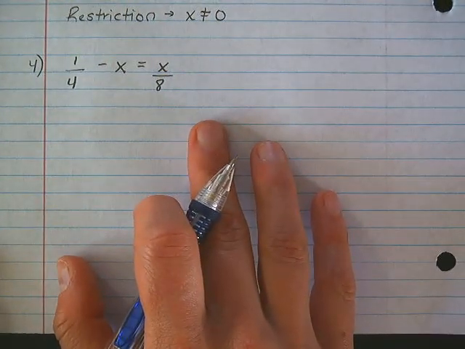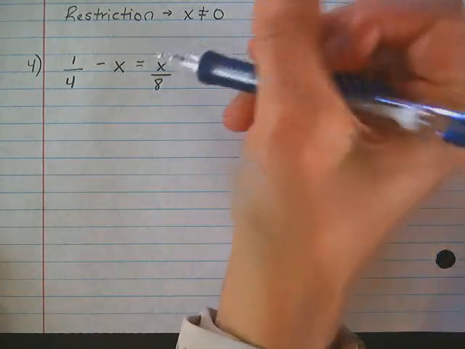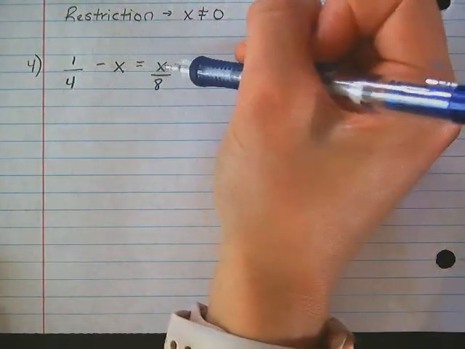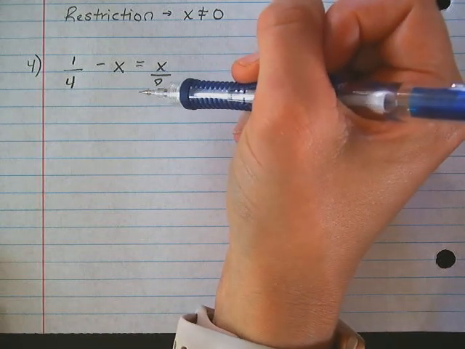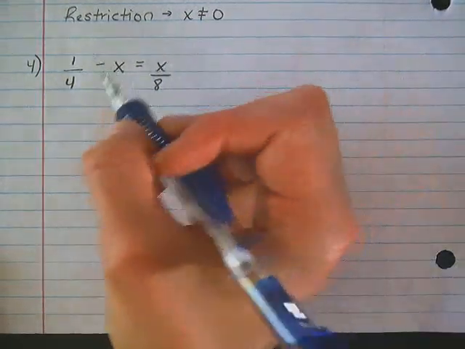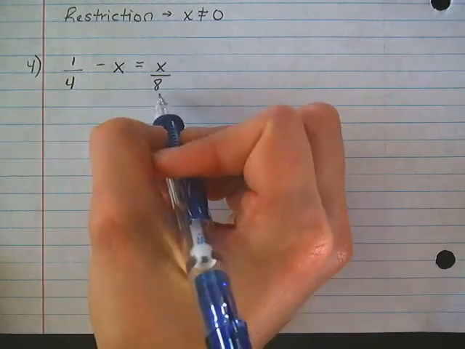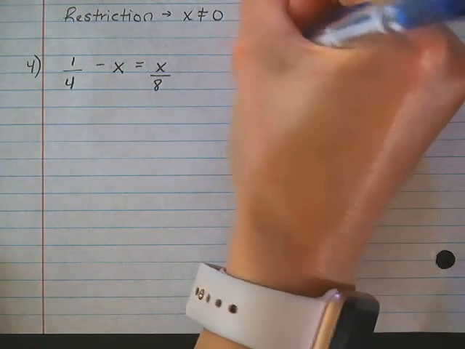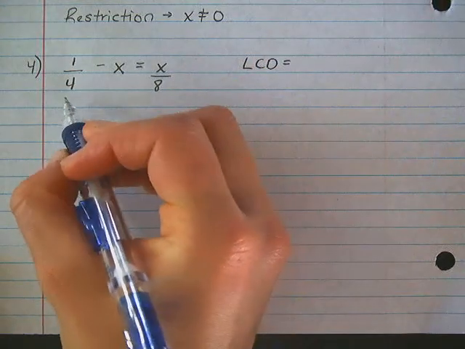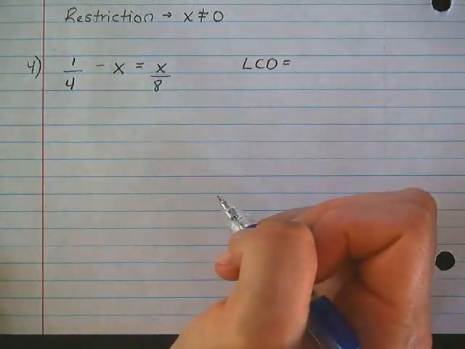So with this one, we again have fractions and we have variables, but this time I didn't put any variables on the bottom, so we're good there. But you still have fractions. So find the LCD. And we don't have to talk about restrictions here because there's not a variable on the bottom of your fraction.